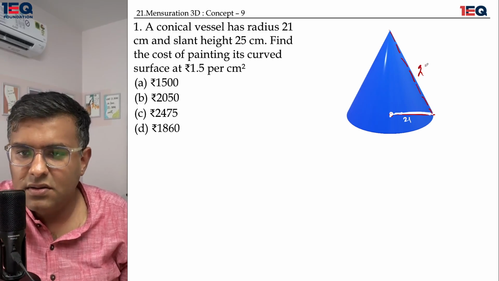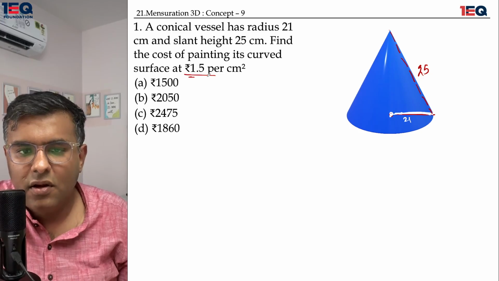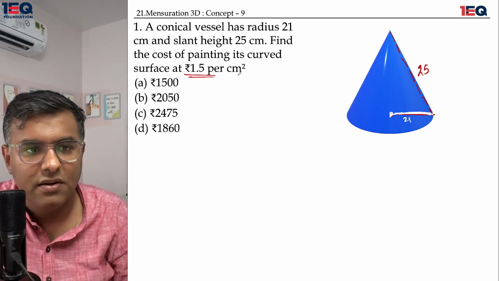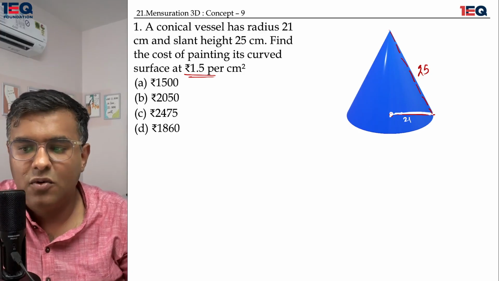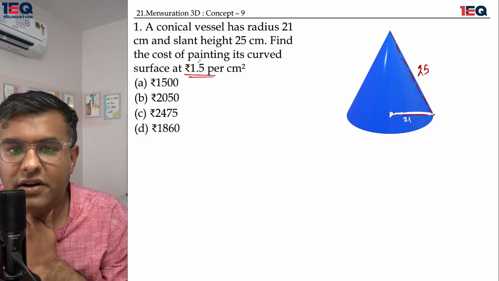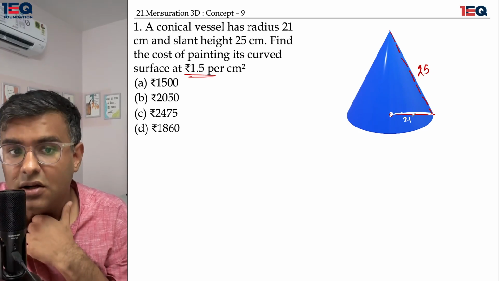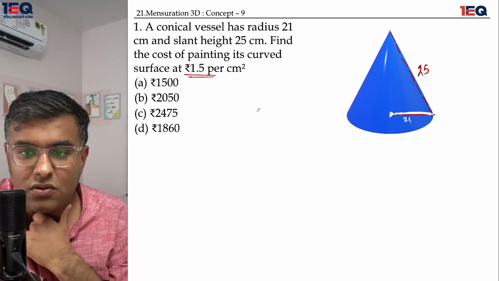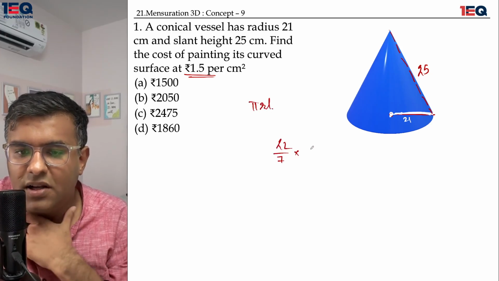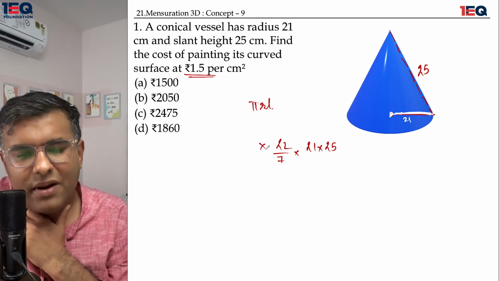The slant height is 25, and we need to find out the cost of painting its curved surface area at 1.5 rupees per centimeter square. So we have the slant height available, we have the radius available, and I need to find out the cost of painting its curved surface area. If I have a curved surface area, my answer would be pi r l. Pi is 22 by 7 multiplied by r, which is 21, multiplied by l, which is 25, and I'll quickly multiply it with the cost as well.